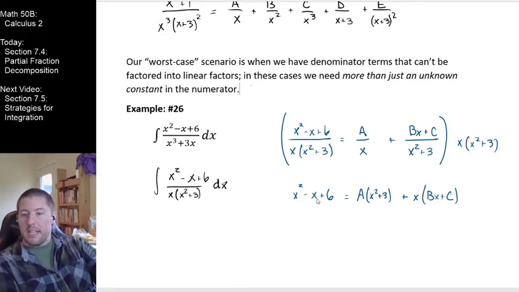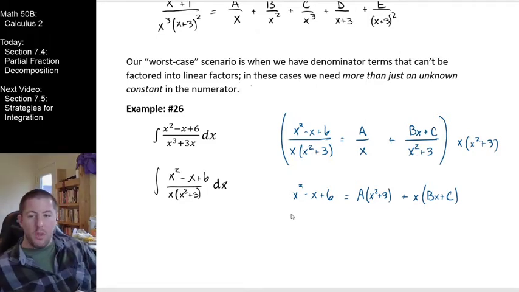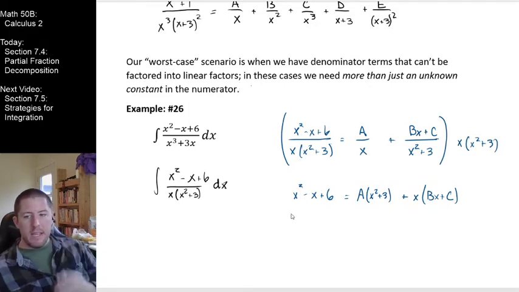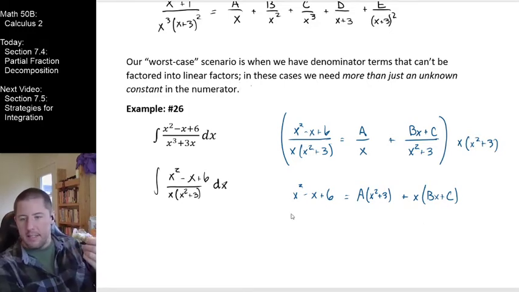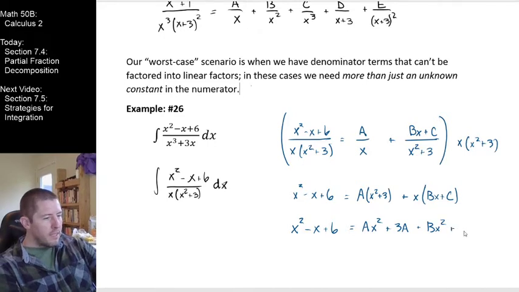That needs to agree exactly with the left-hand side because you can't just take constant multiples of x stuff to get x squared stuff. The only way you get x squared is with x squared. And so however much is on the left has to be exactly however much x squared is on the right, etc. So let's do that here. So x squared minus x plus 6. I want to expand this guy. Ax squared plus 3a plus bx squared plus cx.